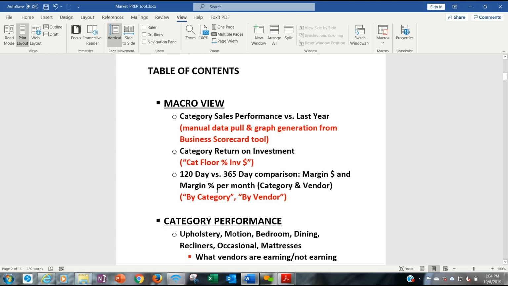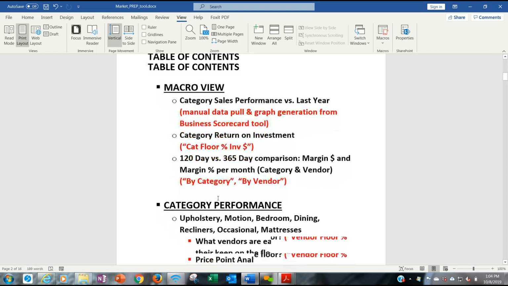The third item under the macro view looks at the last 4 months versus last year, basically margin dollars and margin percent per month. You know, how many margin dollars are being generated per month at the category view and vendor view. In the parentheses below each of these items, you'll see I've included the name of the tab in the sales analysis tool. I can send this out after the meeting, or you can take a screenshot of this as well. This is just the name of the tabs I'm pulling the data from, and you'll see that as we get into the information.